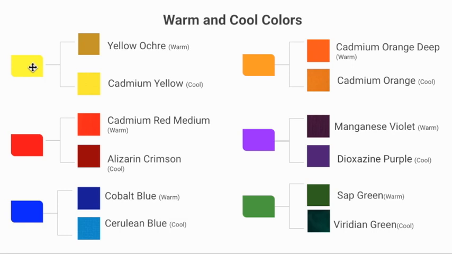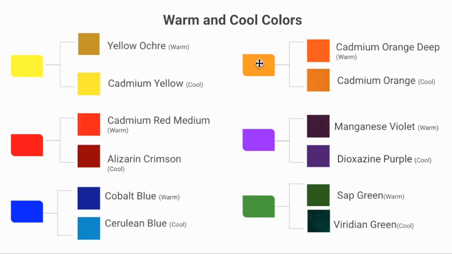So for yellow, we have yellow ochre, which is warmer, and cadmium yellow, which is cooler. For red, we have cadmium red, that's warmer, and alizarin crimson, that's cooler. And for blue, we have cobalt blue, which is warmer, and cerulean blue, which is cooler.